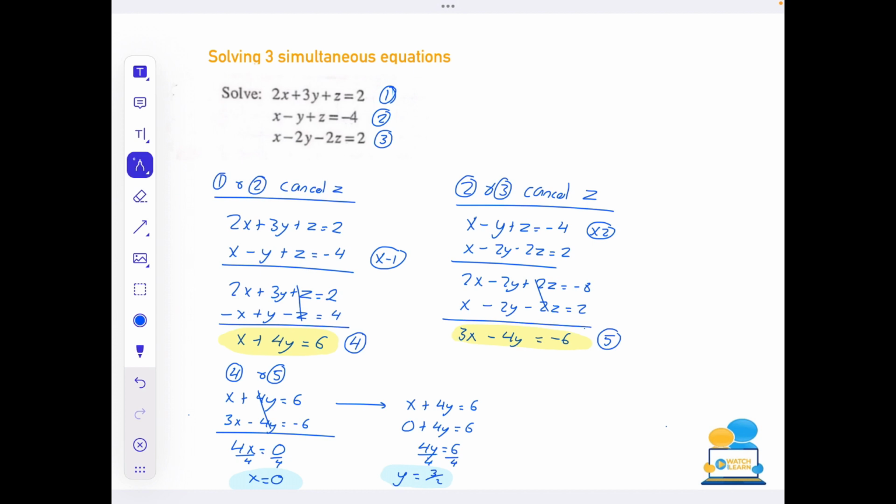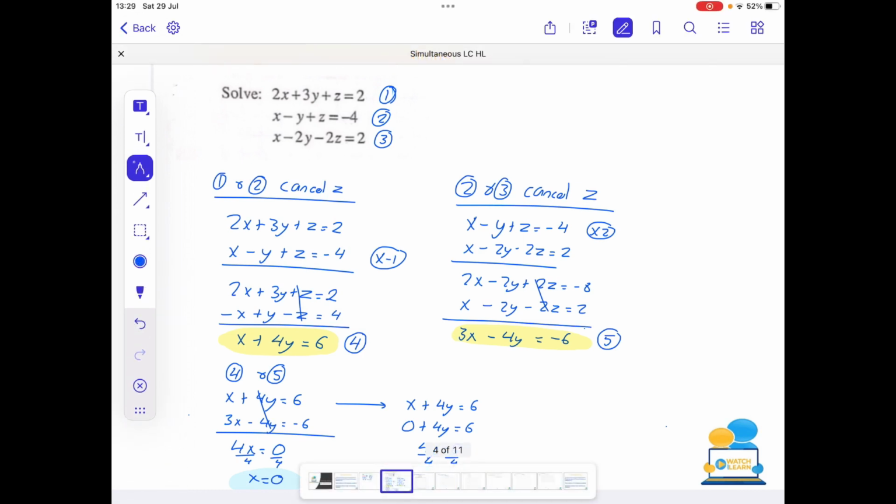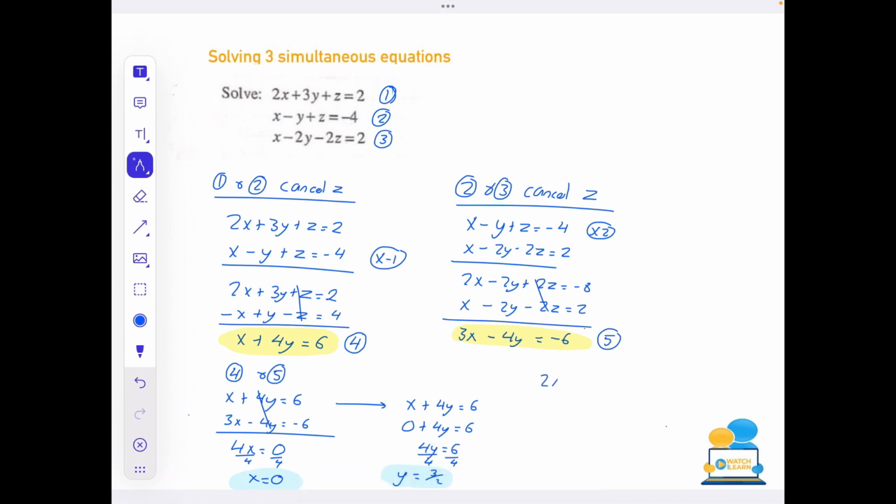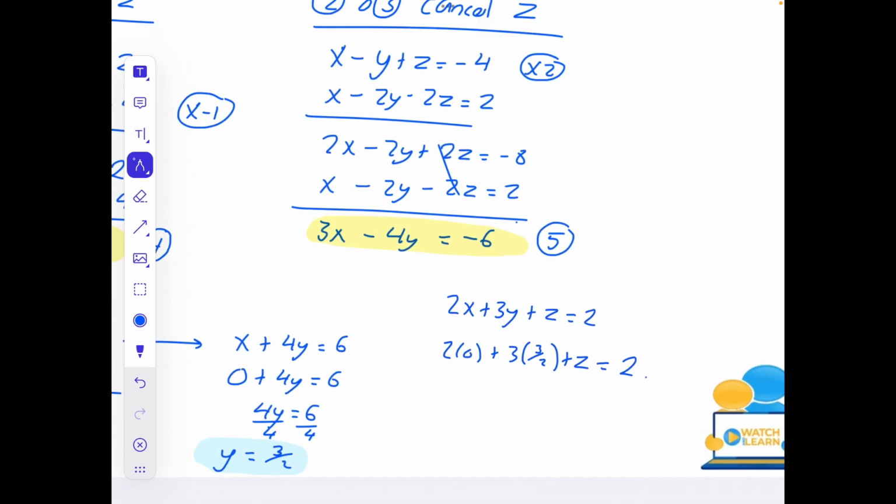All we're looking for now is z. So what I'm going to do is take equation, pick whichever you want, 1, 2 or 3. I'm just going to go with equation 1. So we have 2x plus 3y plus z is equal to 2. We know x is 0. We know y is 3 over 2. And we don't know what z is.